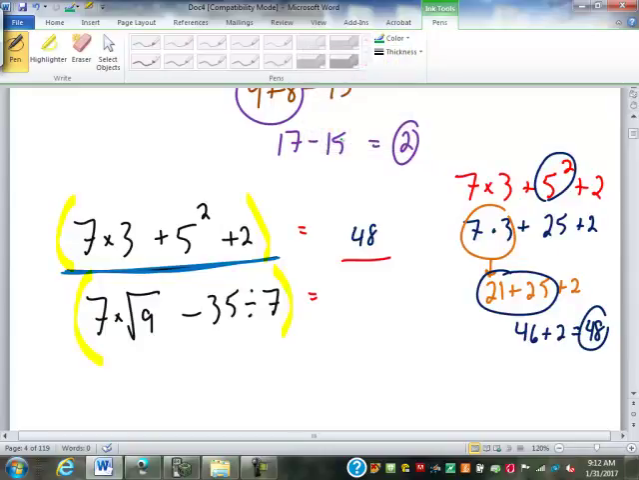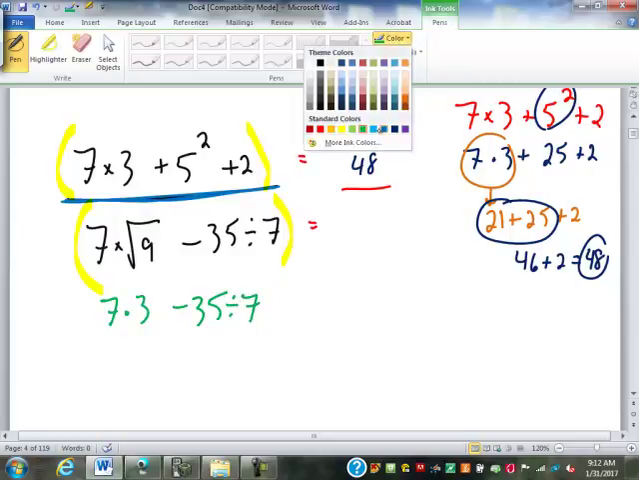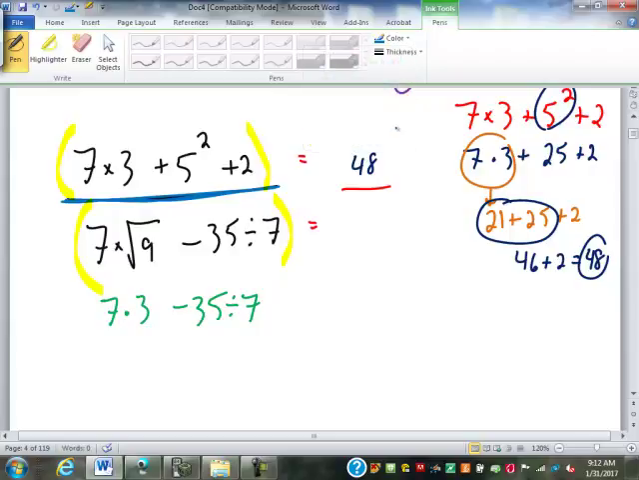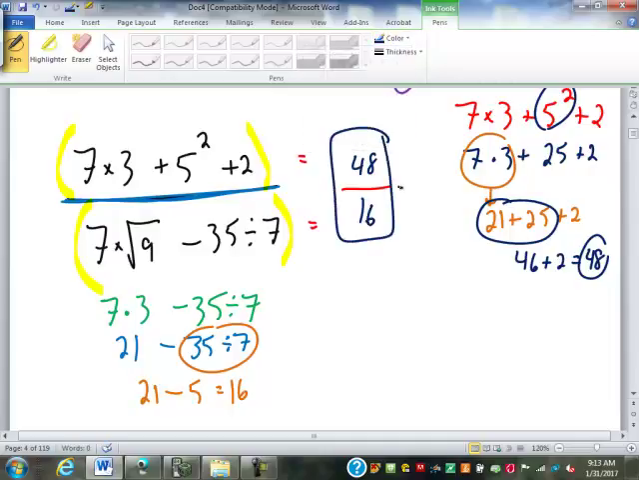On the bottom, what do we have to do first? Square root of 9. 3. Technically, it could be a -3, but we're only going to deal with the positive possibility here. Square root is the opposite of square. Square root is asking what number squared equals the number inside this symbol. 7 times 3? 21. Then as we move left to right, we find division: 35 divided by 7, 5. And 21 minus 5 is 16. So the bottom is 16. 48 divided by 16 is 3.